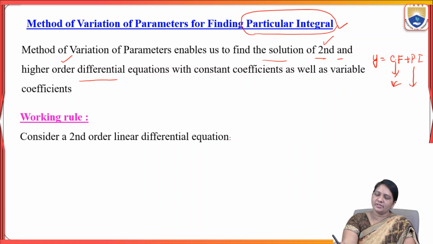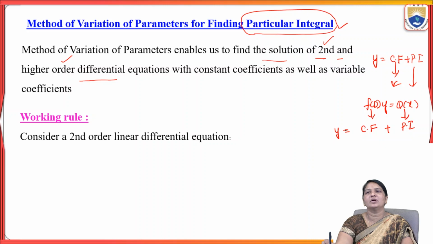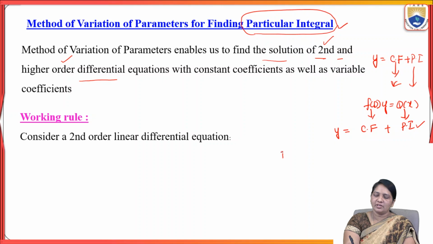So already we know the general form of the given differential equation: f of D into y equals Q of x. By using f of D we are going to find the complementary function. By using Q of x we are going to find the particular integral. Together, this value is the complete solution or general solution of the given linear differential equation. So for the particular integral, we have different methods. It depends on the value of Q of x. Already we discussed that.